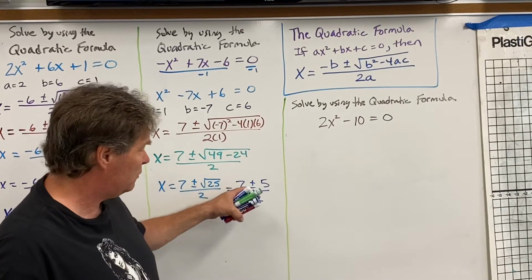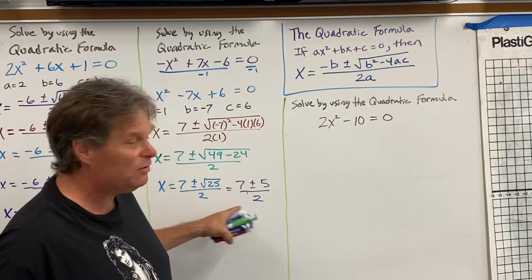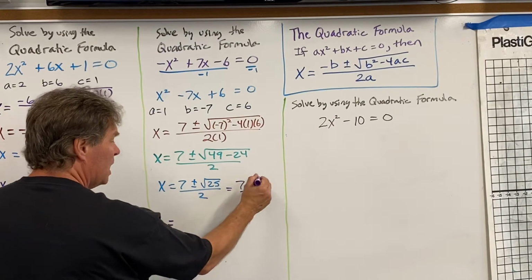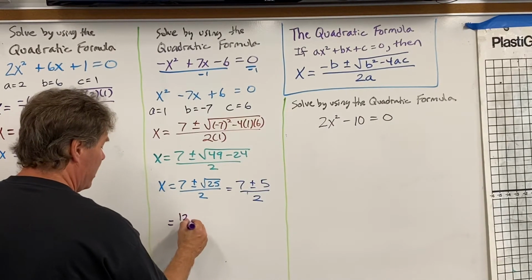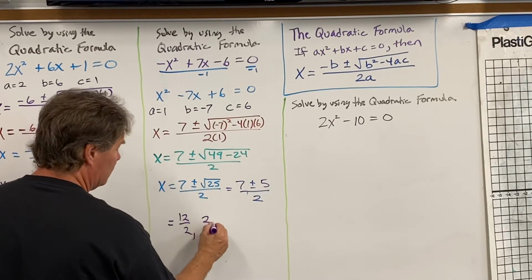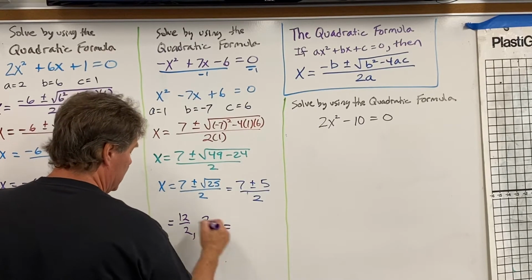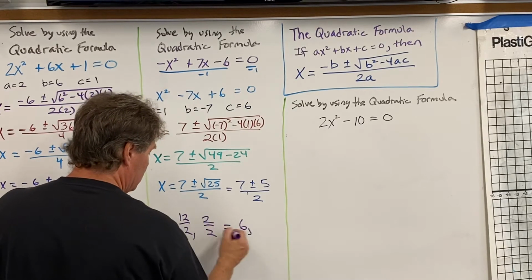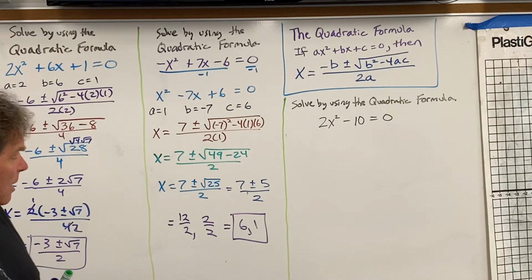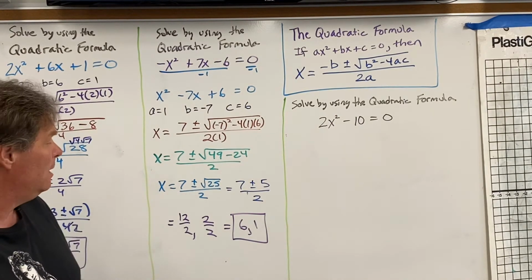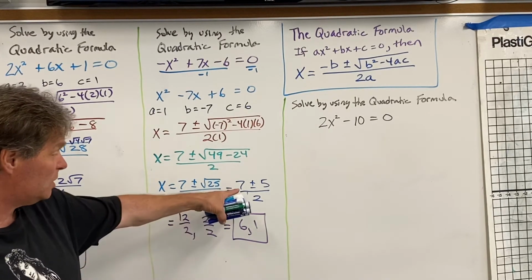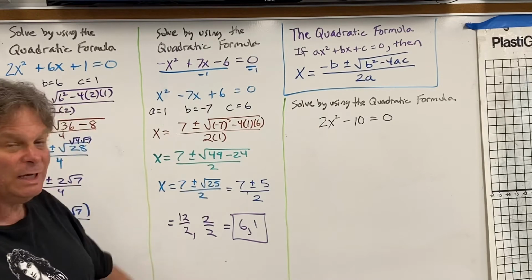Wait a minute, 7 plus or minus 5. You can actually simplify this into 2 rational numbers. Check it out. 7 plus 5, that's going to be 12 over 2, right? 7 minus 5, that's 2 over 2. 12 divided by 2 is 6. 2 over 2 is 1. 6 and 1. They actually give me integer answers, 6 and 1. Oh my gosh. So if you can break it down to that, do it. Don't stop right there. Simplify completely.